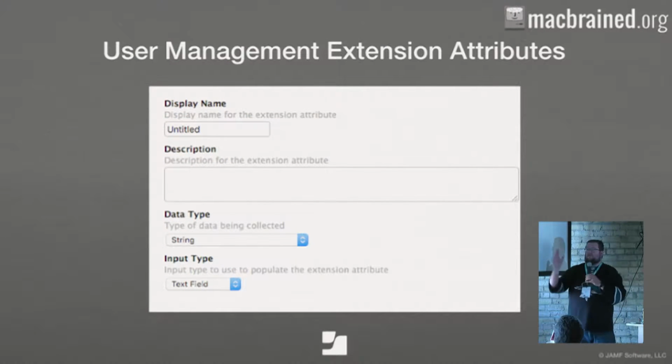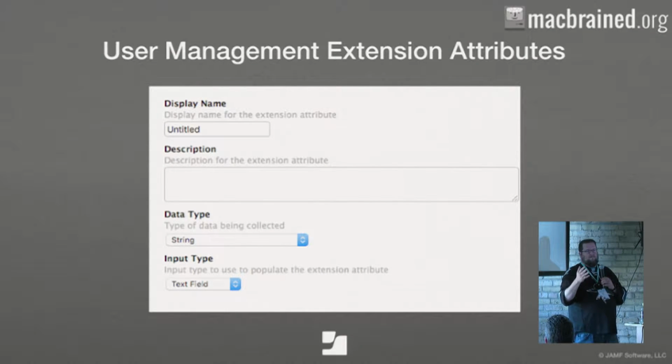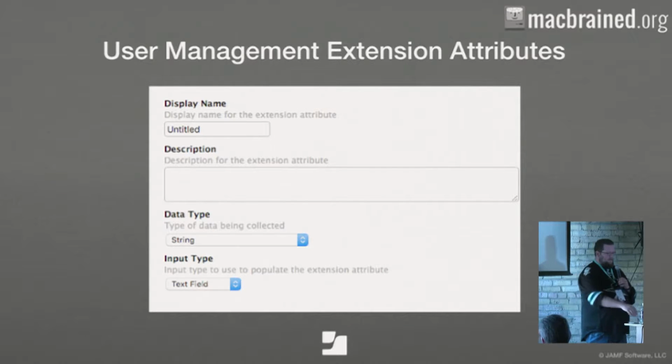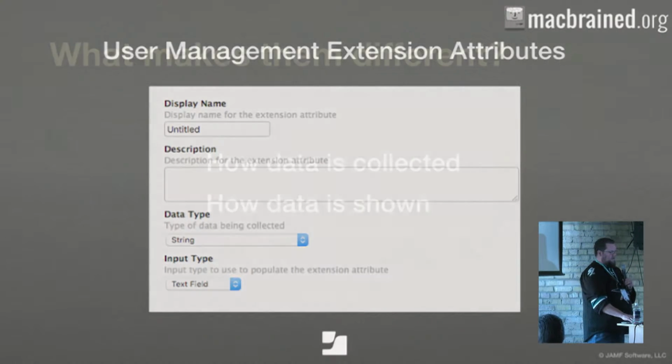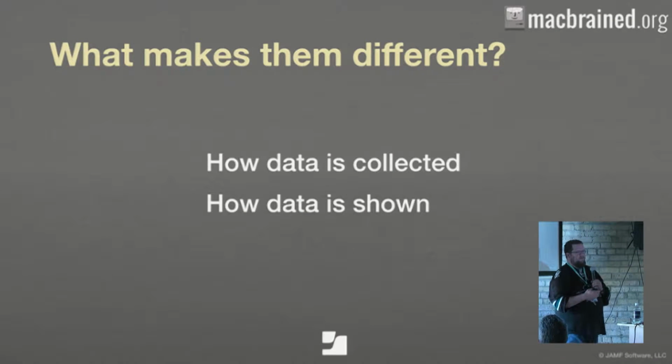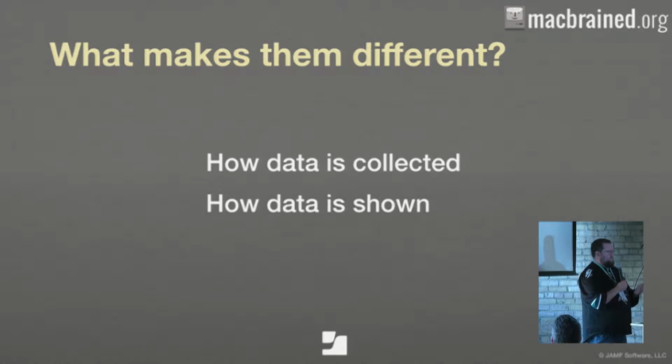In the user extension attributes, you see there a data type, an input type, and a description. That's really all that you have as far as things that you can configure on there. So aside from the fact that they look different, we're going to get into what makes them different, what the different parts are, and what those fields actually mean. What can you do with those?